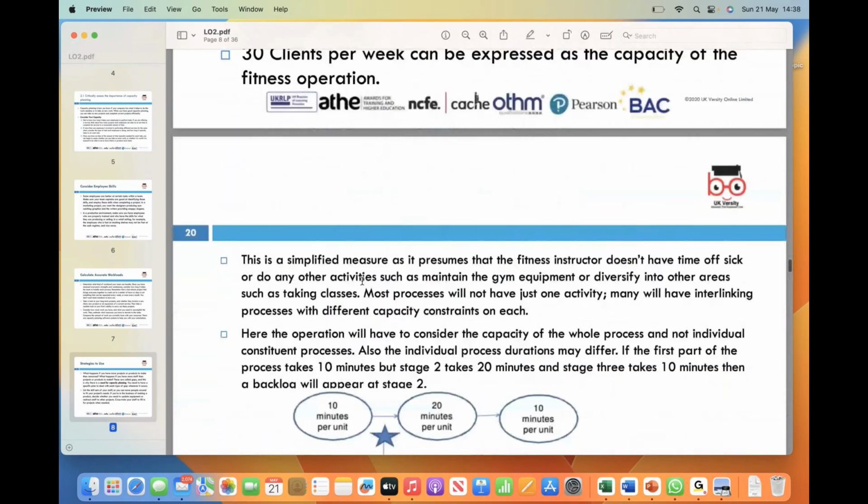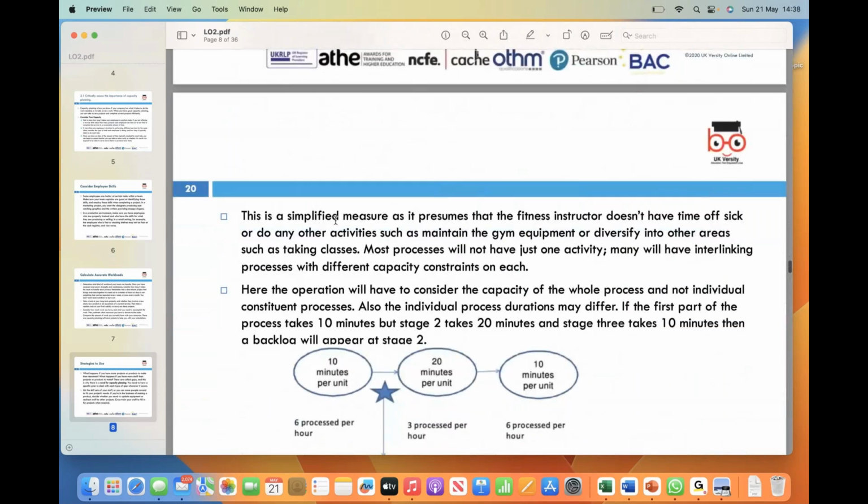This is a simplified measure, as it is presumed that the fitness instructor does not have time off, sick days, or do any other activities such as maintaining the gym equipment or diversifying into other areas such as taking classes.